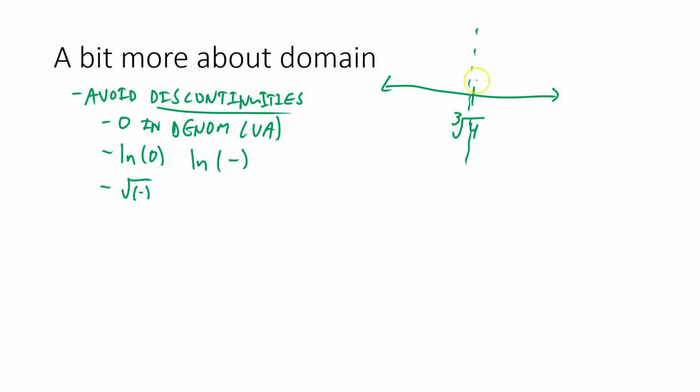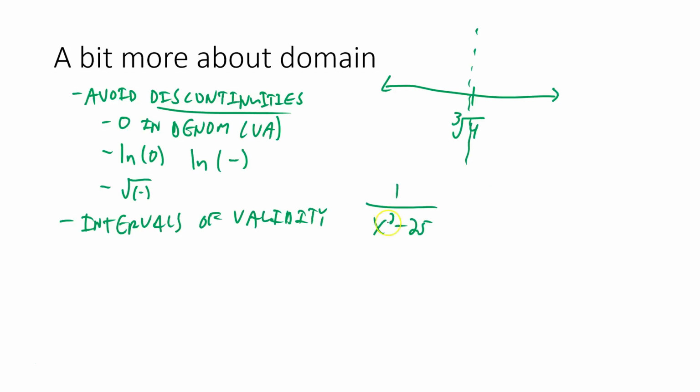Then I just had to say, which side do I want? Do I want negative infinity to the cube root of 4, or the cube root of 4 to infinity? Those are called the intervals of validity. So let's say that you solve a differential equation and it ends up being 1 over x squared minus 25. You should be able to see that the problem spots are at 5 and negative 5.